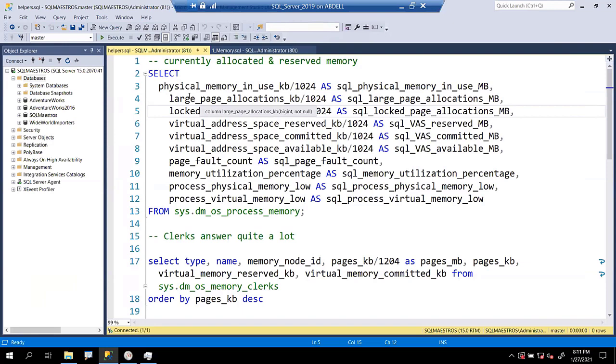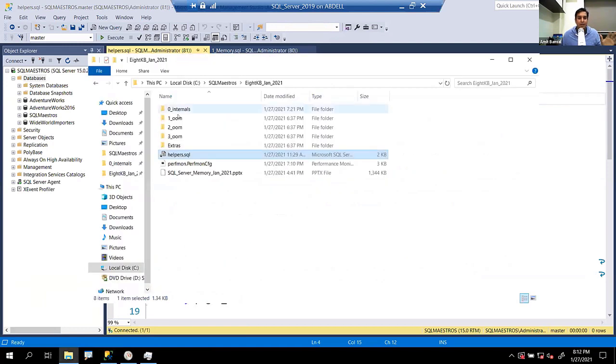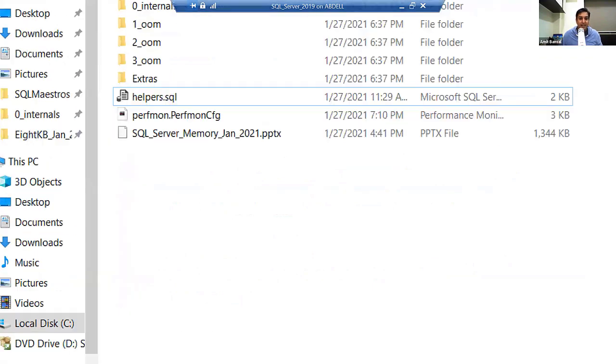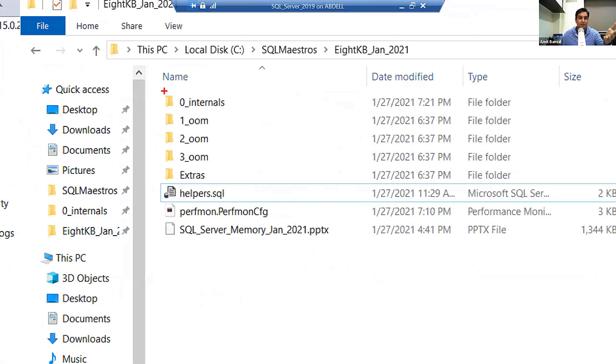Thank you, Ben. So friends, let's get started with the demos, and remember the guiding principle: when speakers talk about SQL Server memory, demos may not work. With that guiding principle, let's begin. This is what the 8KB Jan 2021 folder looks like, and when you get the resources, you will have a similar structure. I'm going to use this one for some internals demos.